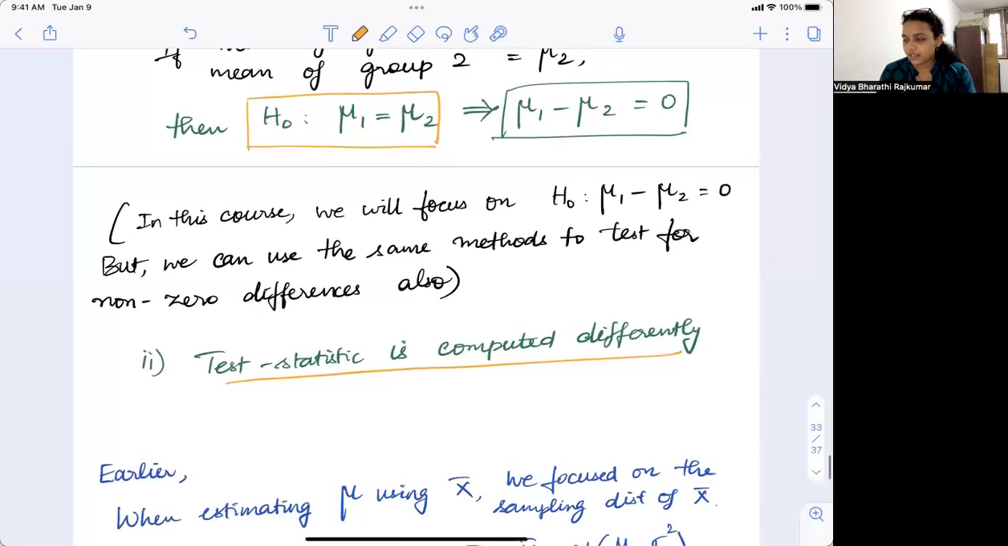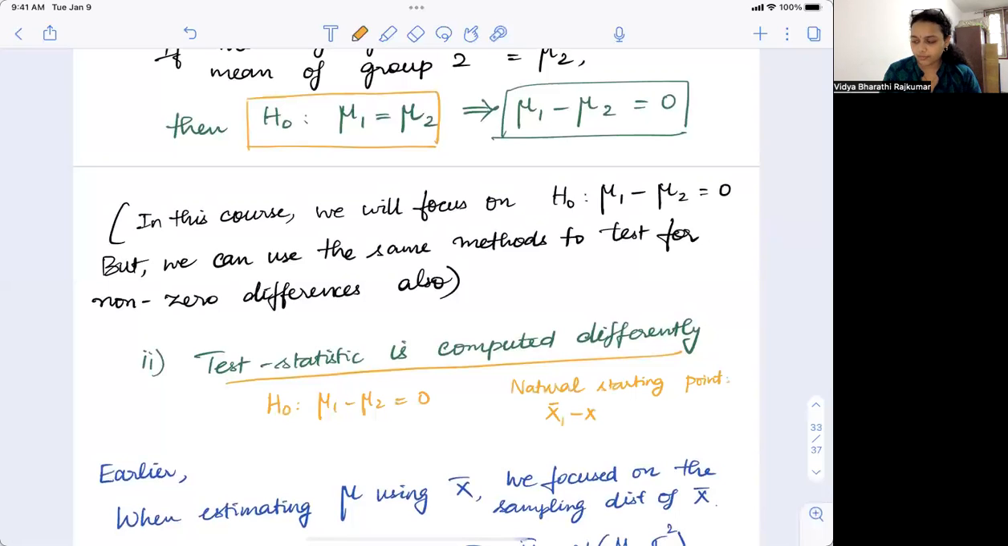Well, right now, if we are interested in talking about H naught, where mu1 minus mu2 is equal to 0, where you're looking at the difference between the two means, a natural starting point is to look at the difference between your sample means, x1 bar minus x2 bar. So just like how we looked at x bar for mu, if we are looking at the difference between mu1 and mu2, and if we are trying to find out whether our sample is giving us evidence to believe in that null or not, we have to have a starting point. And the difference between sample averages between those same groups could be a good starting point.